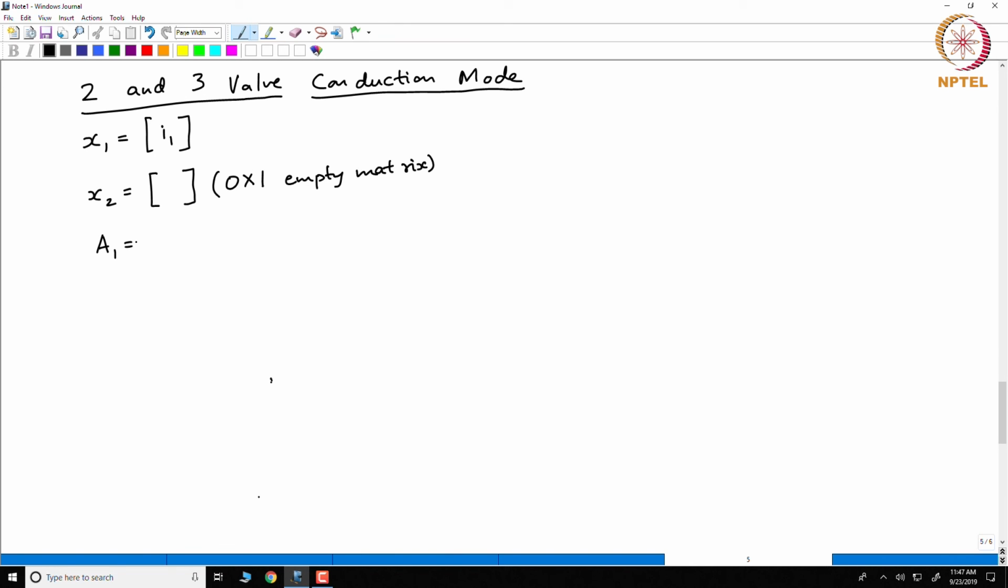One thing to note is that in the first interval of the 2 and 3 valve conduction mode, we have a circuit which is the same as the circuit of the second interval of the 3 and 4 valve conduction mode. So the same expression holds for A1 and U1. A1 and U1 for this case are the same as A2 and U2 for the previous 3 and 4 valve conduction mode that we saw. So what is A1? 0. And U1 we just now found: minus V by root 2L sine omega O t.